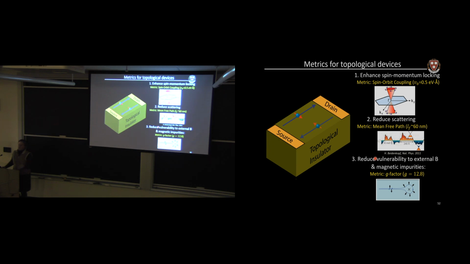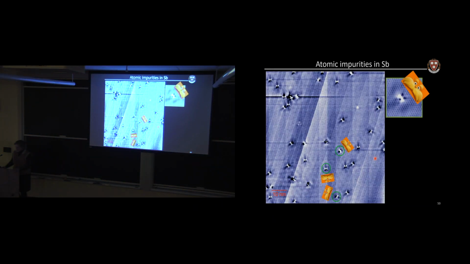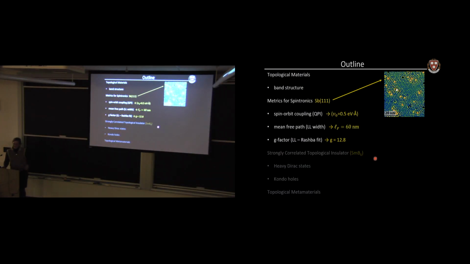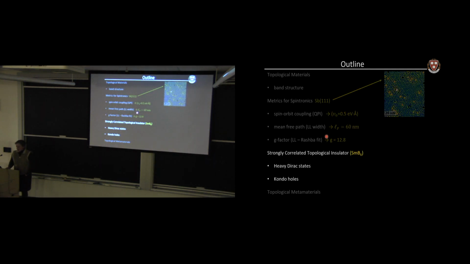It turns out that antimony, because it's a semi-metal, is not so useful for the spintronics application, because I'm going to skip through this. We have some defects in this material. They look like the Lorax. So having measured these metrics for spintronics in antimony, I want to point out that antimony is not the best material for spintronics or for some of the other applications of topology, because the bulk conduction shorts out the interesting properties of the surface state. But it was a good playground for understanding those properties.